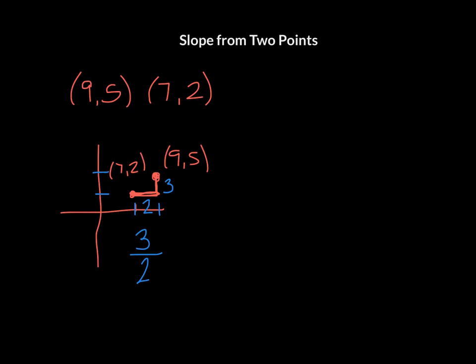So there is a handy formula for you to use. And it goes like this. m equals y2 minus y1 over x2 minus x1. And so all you do here is you plug in what the x's and y's are. So come back over here to the original points.